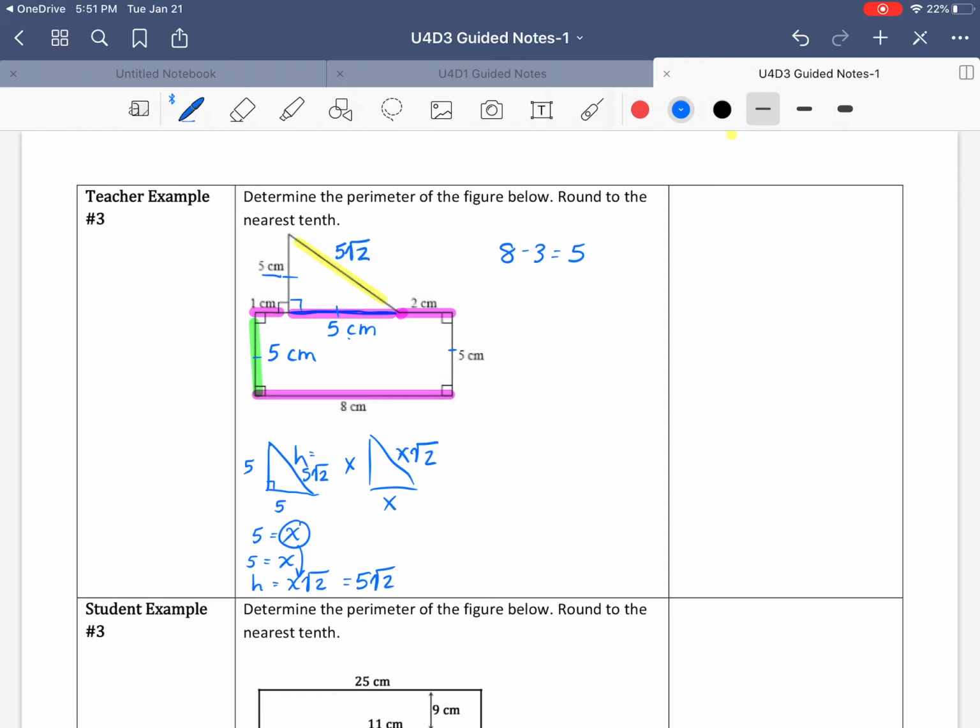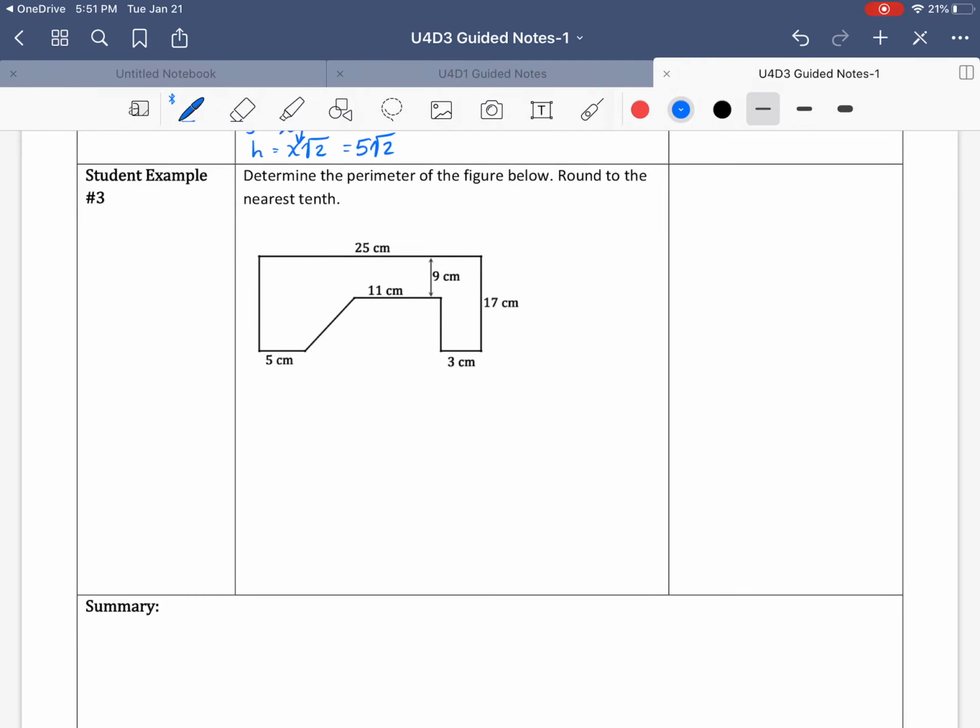So now once we know that, we only want to add up the sides that go around our shape, which means we're not going to be adding that 5. It was only there to help us figure out our hypotenuse there, 5 square root 2. So when we add these together, we're going to do 5 root 2 plus 5 plus 1 plus 5 plus 8 plus 5 plus 2. And then hopefully when you add all of those together, you're getting a perimeter that equals 33.1 centimeters. Try this student example number 3.